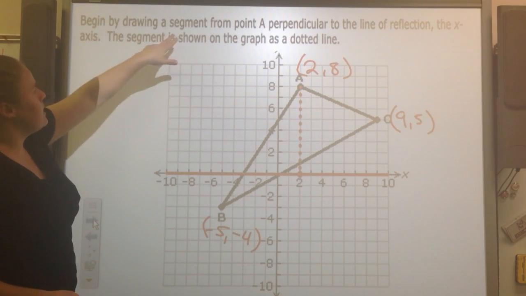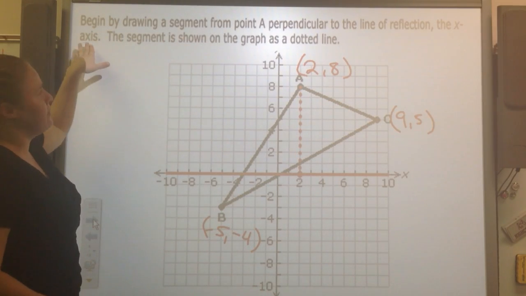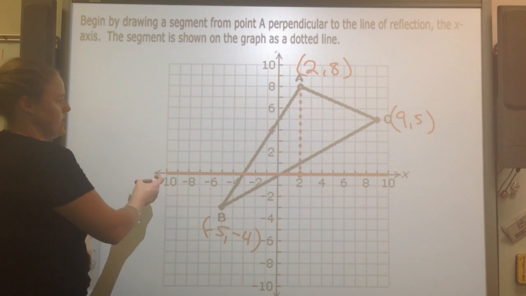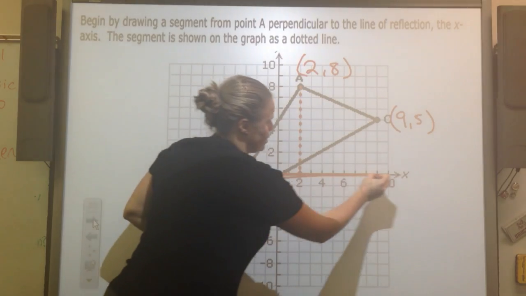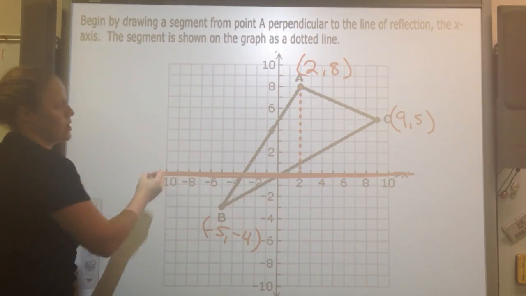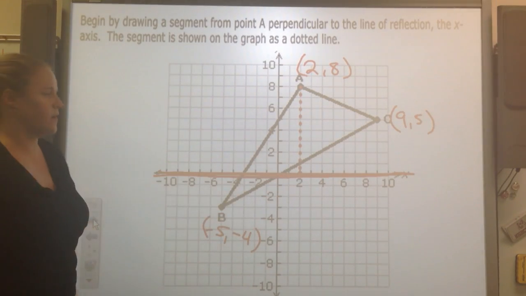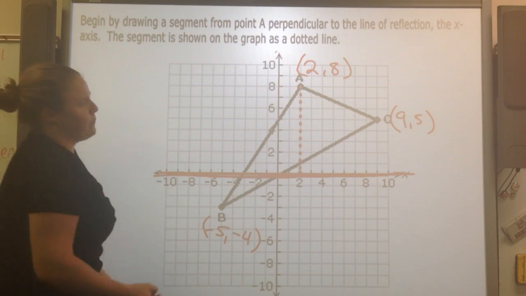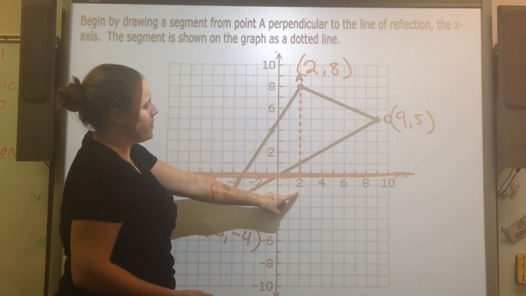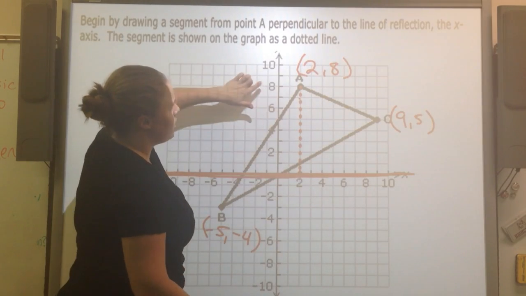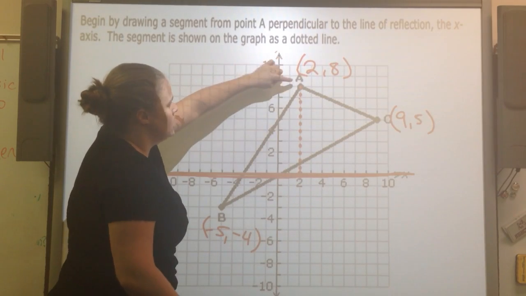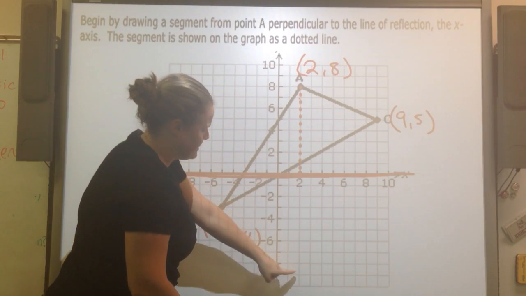So if we've got our segments drawn and we're reflecting over the x-axis, so we're reflecting over this line here. So go ahead and draw a line there, indicating that's where we are reflecting our figure over. So to do that, we take our A point. How far down are we to the x-axis? Well, we're 8 places down. So we're going to go 8 places down here.